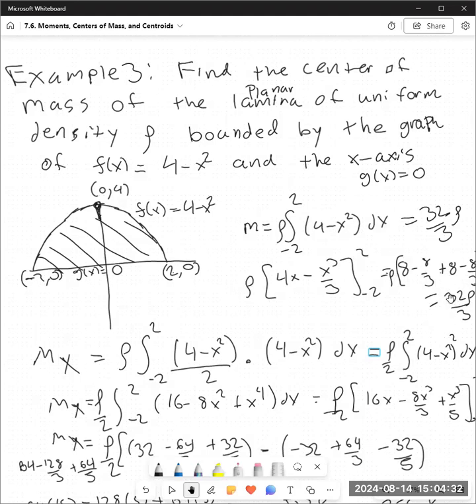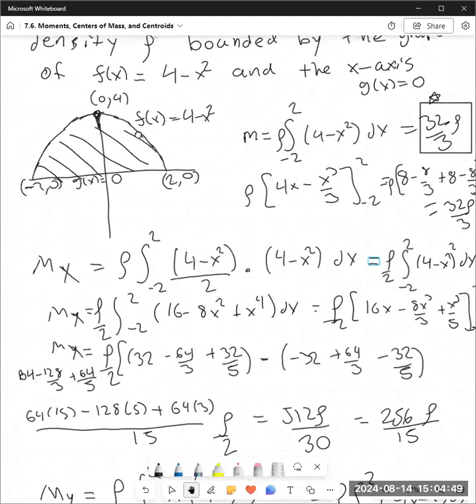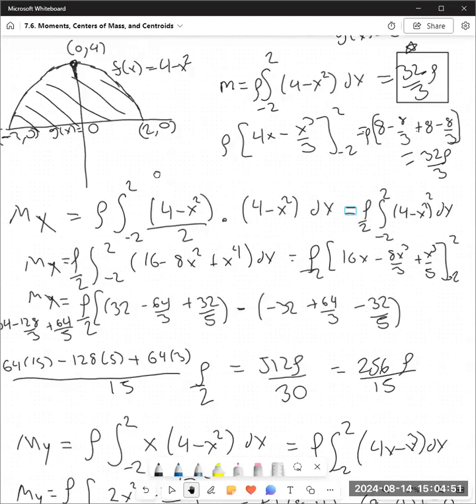Comes out to be 32 thirds times rho, as the constant multiplier is 32 rho over 3. So hang on to that. That one's going to be an important number to hang on to right there.